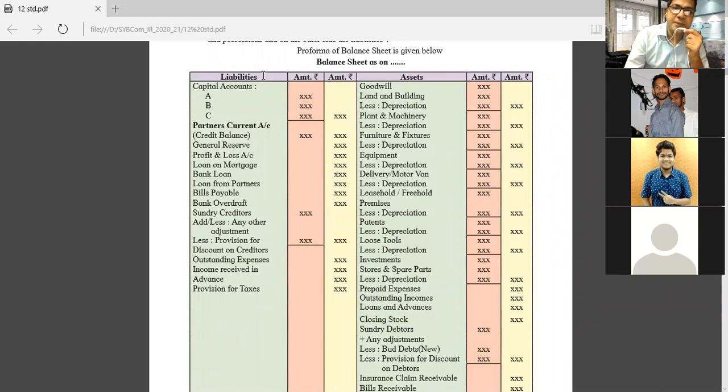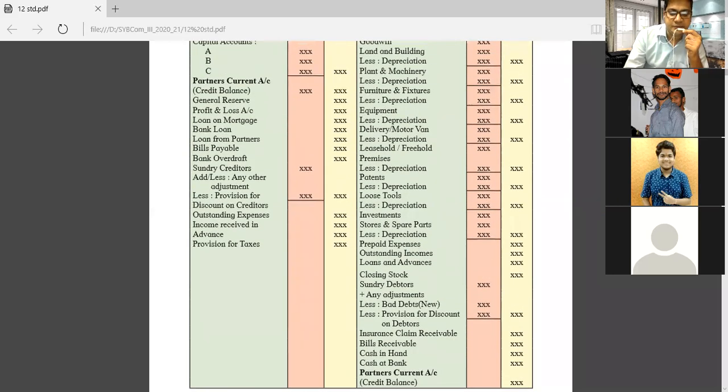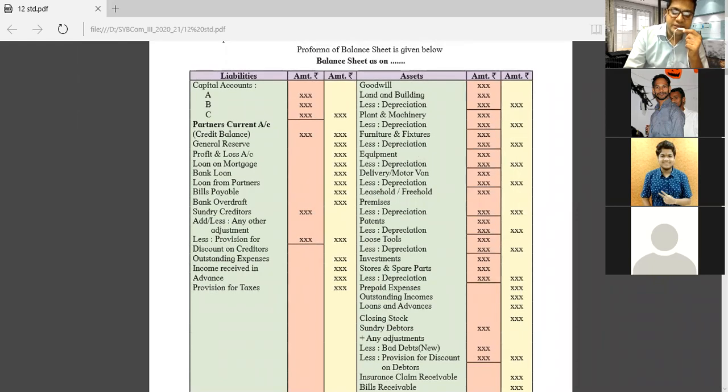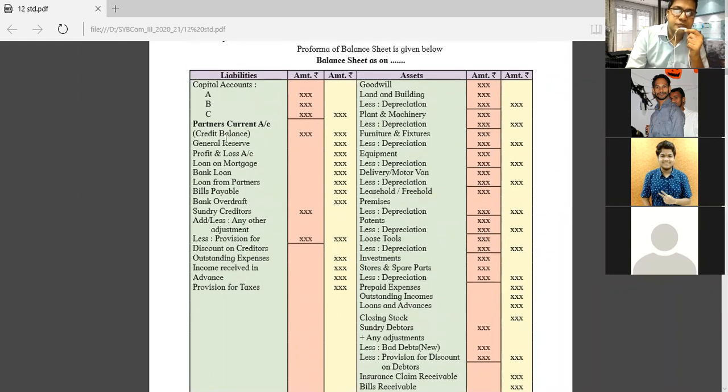This side is called the liability side. This side is called assets. Whatever profit is earned, we will record it here. Whatever loss occurred in the profit and loss account, we record it on the asset side. Loss we record on the asset side and profit will be recorded on the liability side. Now it is a statement between the assets and liabilities.